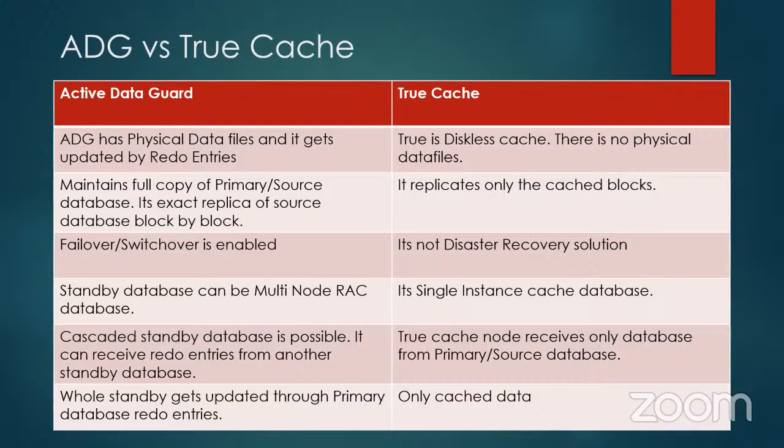For the single instance also, do we need to configure the same on the application side, or only for RAC? This is basically for database performance. So the source database could be a RAC or a single instance. I'm going to configure True Cache closer to the application, wherever the application sits.